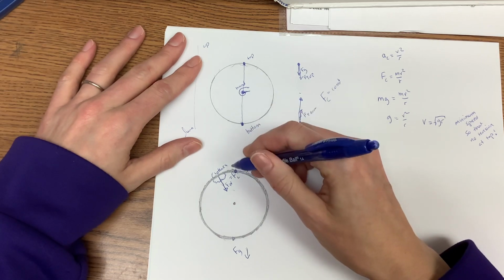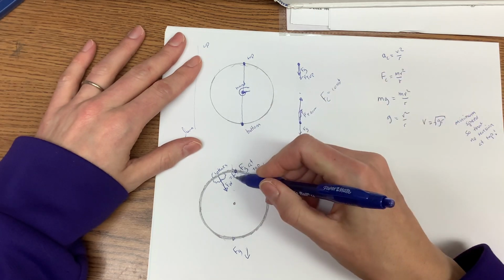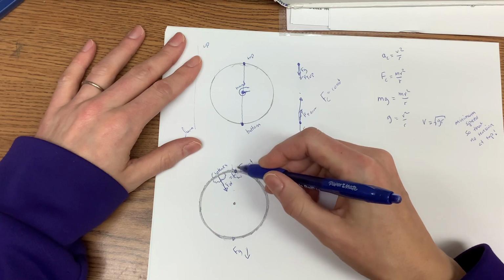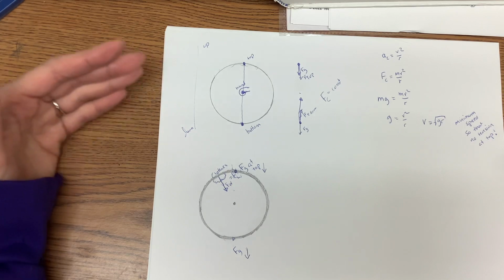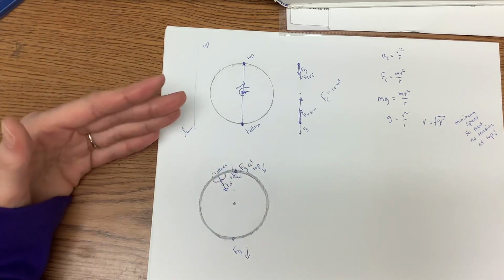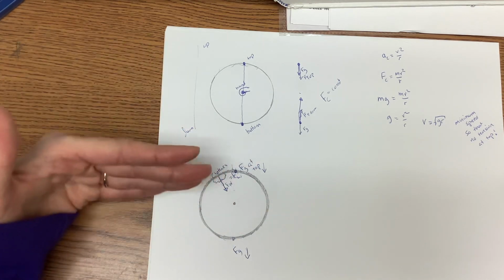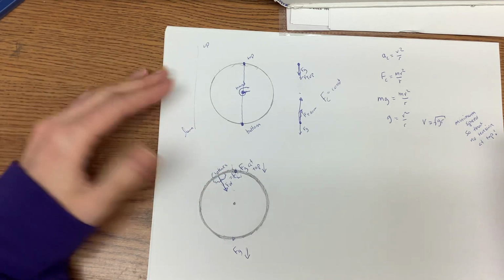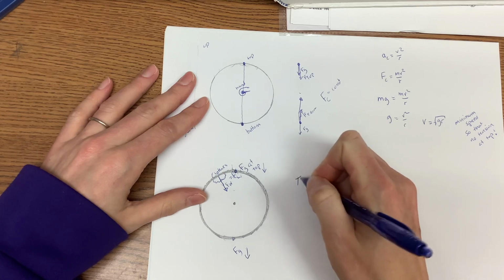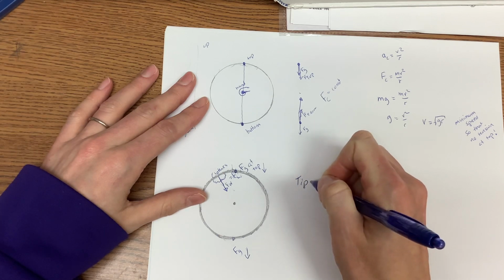Where the bucket of water is this way, there's a normal force supporting it upward, and gravity is down. So you just have to think about the orientation of things. The centripetal force is always going to be toward the center, but all the forces acting on it are going to be pointing in different directions. So it's really important to think about the forces that are involved and which way they're pointing.